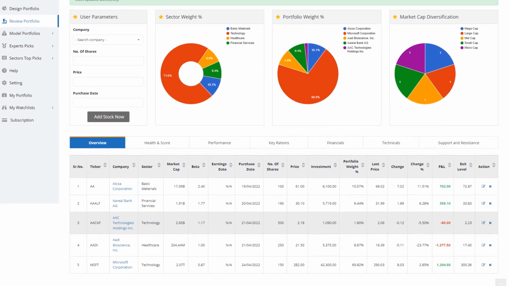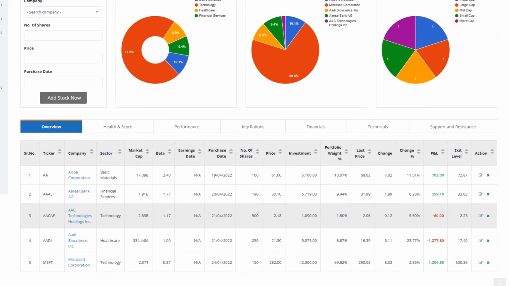From the Overview tab, you can see all 5 stocks in the portfolio. The tab shows the general information of the stocks, including the purchase date of each share, the number of each stock you are holding, their entry price, their investment amount, their portfolio weight in percentage, price change, and recommended levels to exit. These exit levels are given by performing all the risk management tasks and using proven trading strategies.